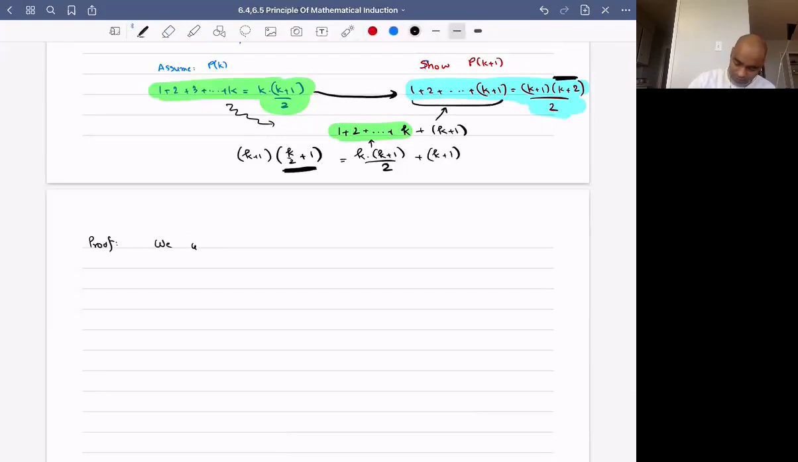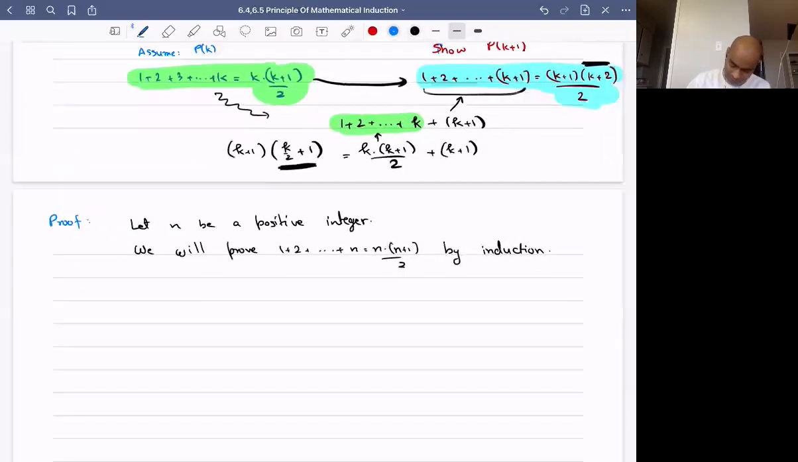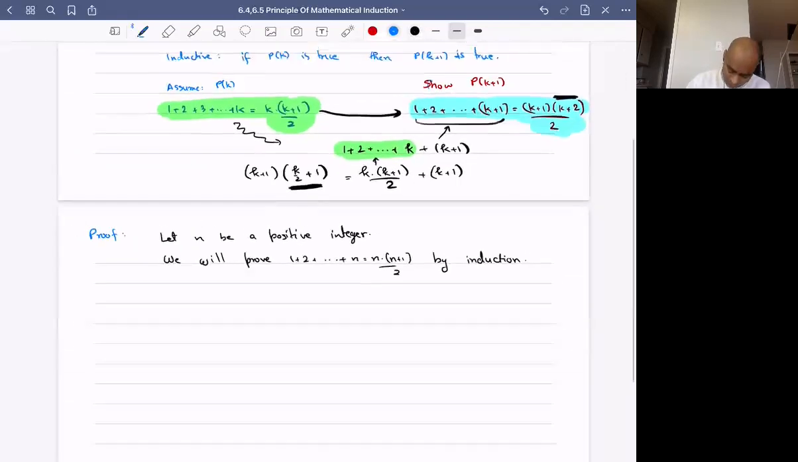We will prove this by induction. Oh, I did not introduce the variable, my mistake. You should always introduce all the variables. Okay, so we want to prove this by induction. So that tells me that I need to do two cases.